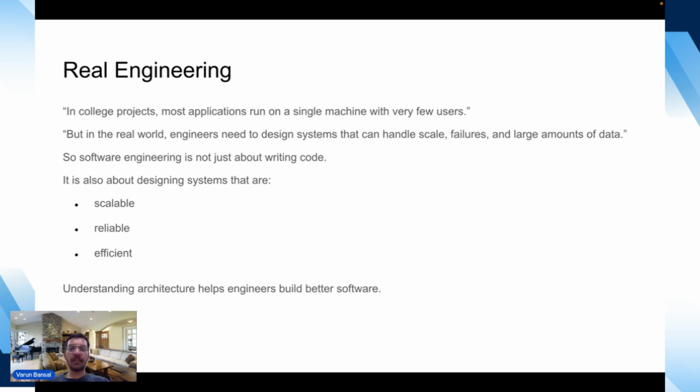Now I would like to conclude this talk by giving you a real glimpse of what real engineering world problems look like, so that you are able to relate. In most college projects, applications run on a single machine with very few users. Please don't get offended. I understand that if you have taken one more step ahead, you may have deployed this on a custom virtual machine in the cloud, or on some SaaS service like Render or Vercel, which helps you deploy your servers and then consume them. That's correct.